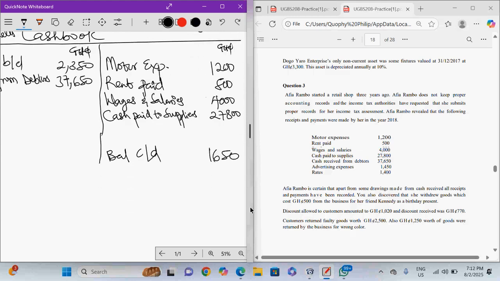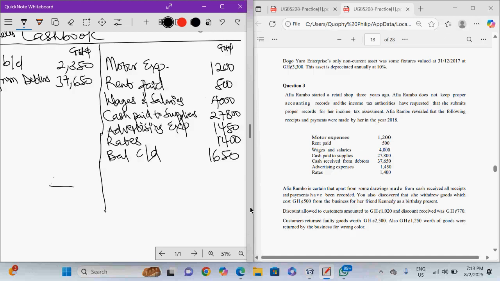What else? Advertising expenses. What is the amount? 1,450. Then we have rates. Rates is how much? 1,400. Okay. So now that we have this, we balance off the account.